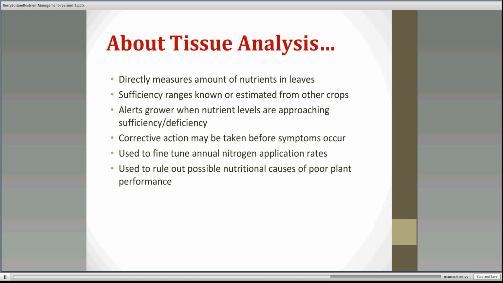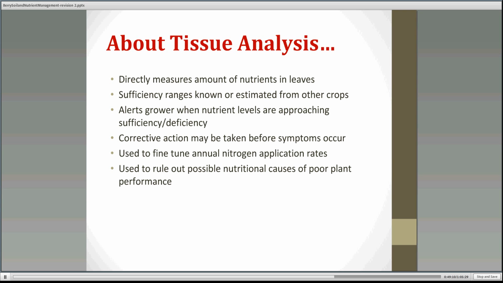So these sufficiency ranges have been determined or estimated for small fruits, sometimes from other crops, sometimes directly. And so we'll be looking at those shortly. And these ranges, when you fall into the lower or deficient levels, alert you to nutrient issues that are coming. And often those can be caught before they become critical and affect yield and plant performance.